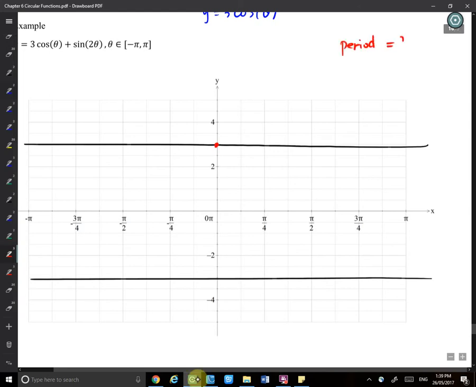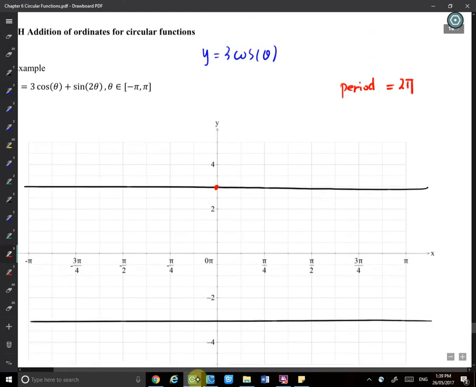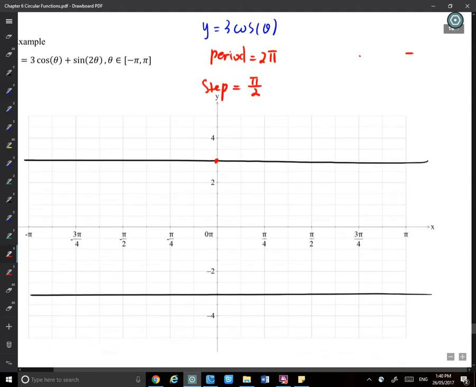Period for cosine is 2 pi. Okay, I'll write here: period equals 2 pi. So each step equals pi over 2, which is the period divided by 4. So at pi over 2, the next point will be the mean line. The next point will be the minimum. Then go that side as well: mean line and minimum.